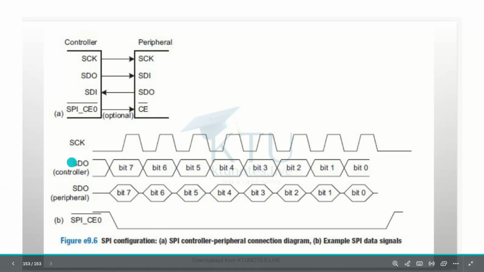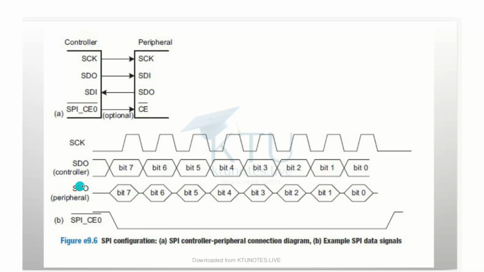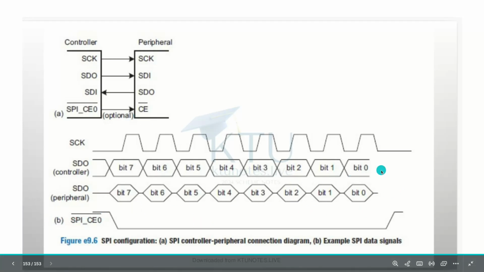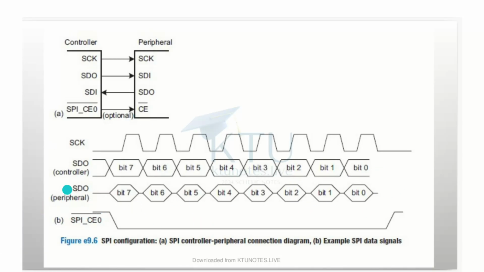This is how the SDO bits are transferred in the controller case, and in the peripheral device case this is how the SPI bits travel. This is how from the peripheral device it goes to the controller like this, and like this is how from the controller it goes to the peripheral device. Fine. So this is about SPI.